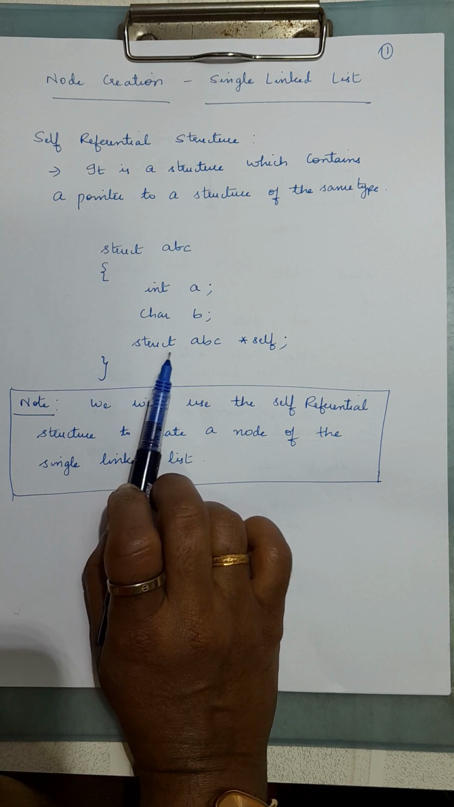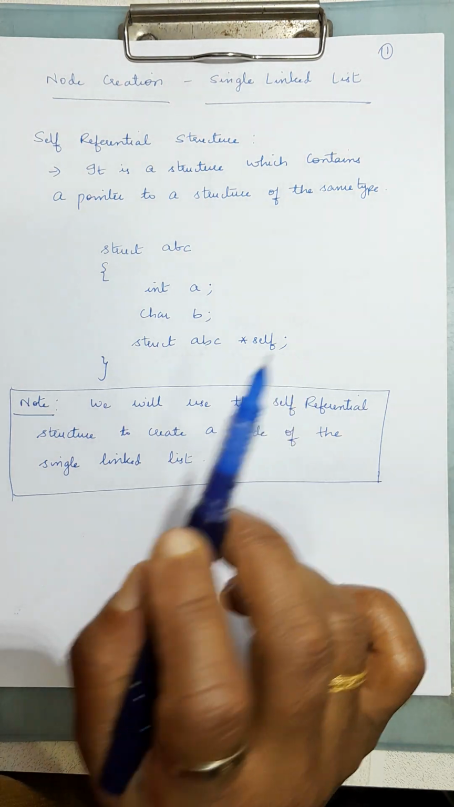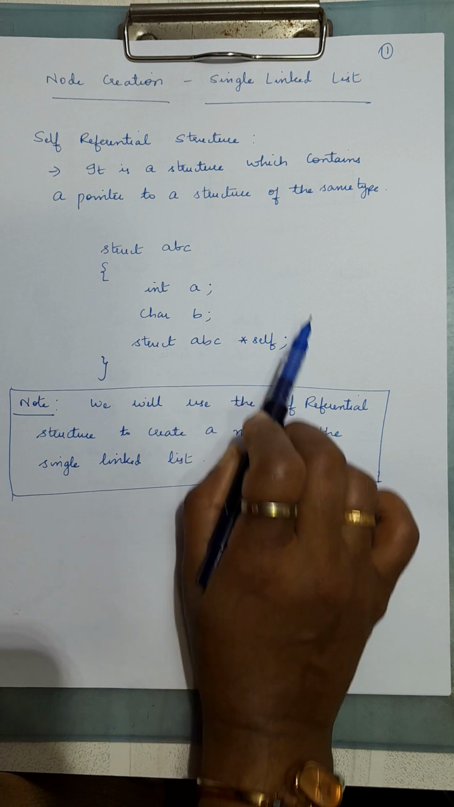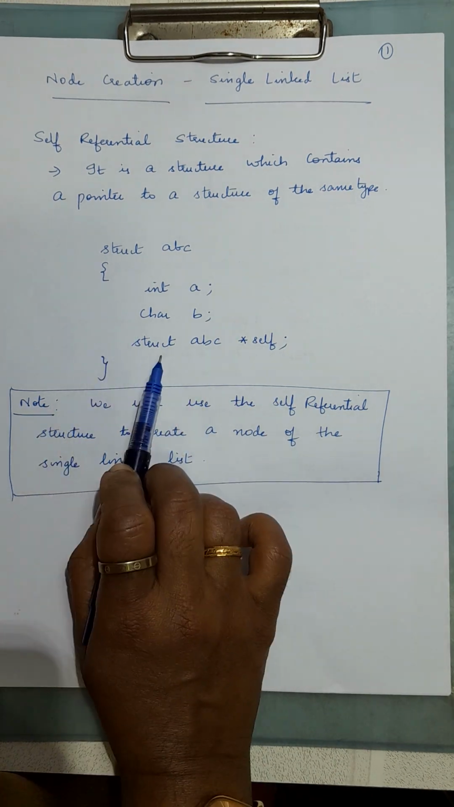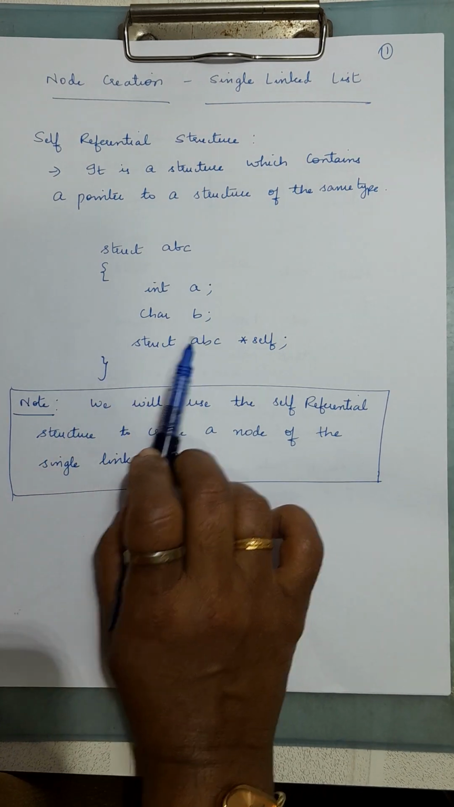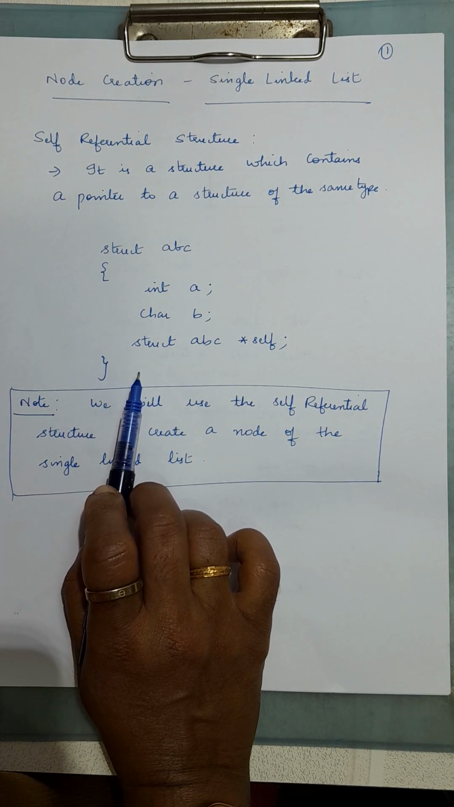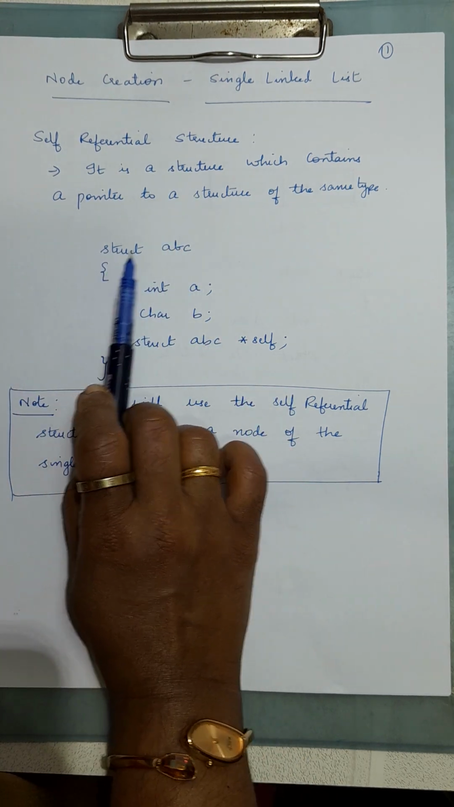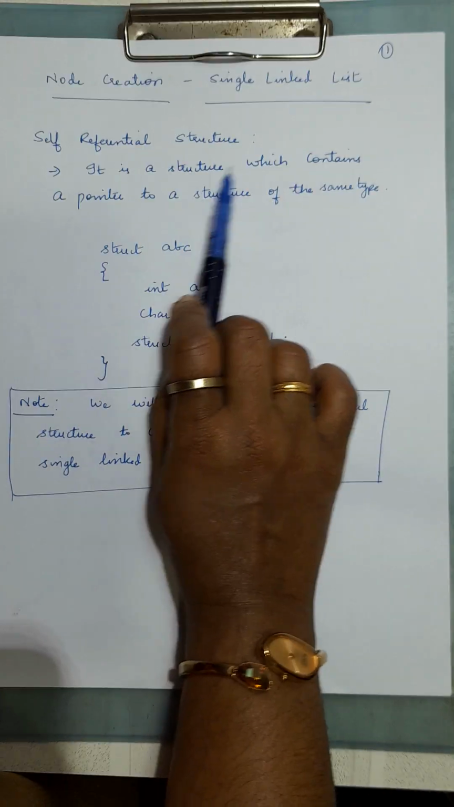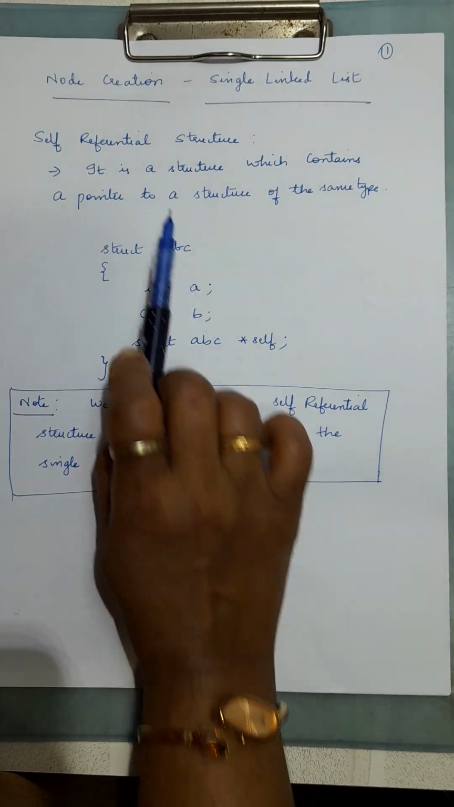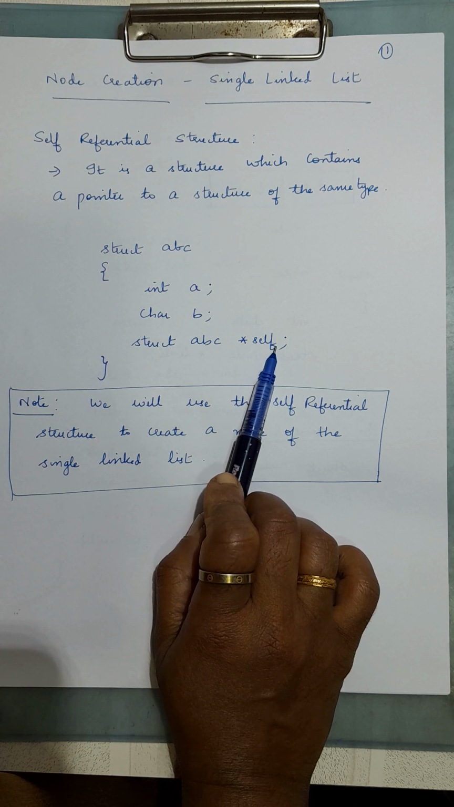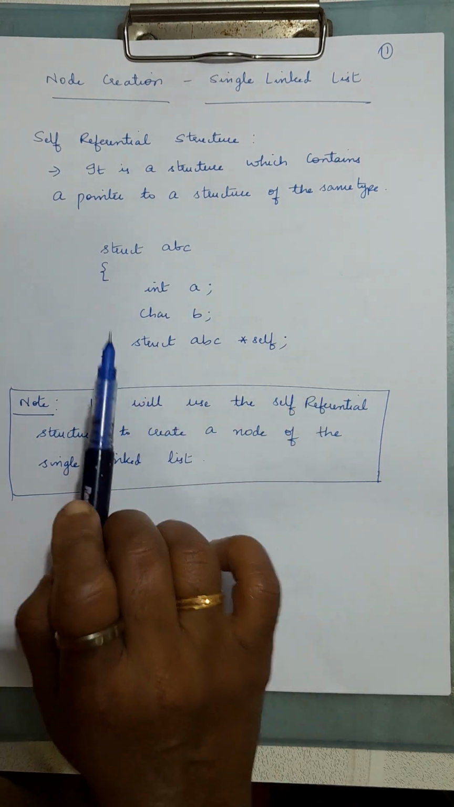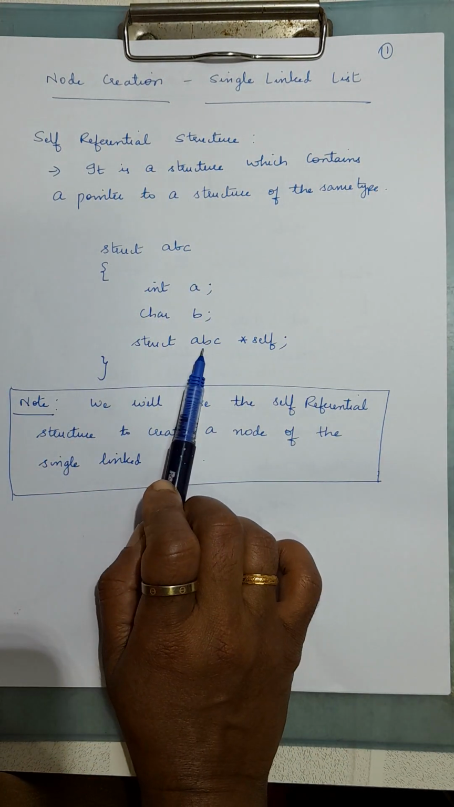What is a recursive function? When a function calls itself again and again, such a function is called a recursive function. In the same way, when a pointer points to the same type of structure, either the same structure or the same type of structure, then it is called a self-referential structure. Now just see here the definition. It is a structure, struct keyword and structure name, which contains a pointer to a structure of the same type. To which structure is it pointing? It is pointing to the same structure within itself. That's why it's called a self-referential structure. It refers to the same type of structure.